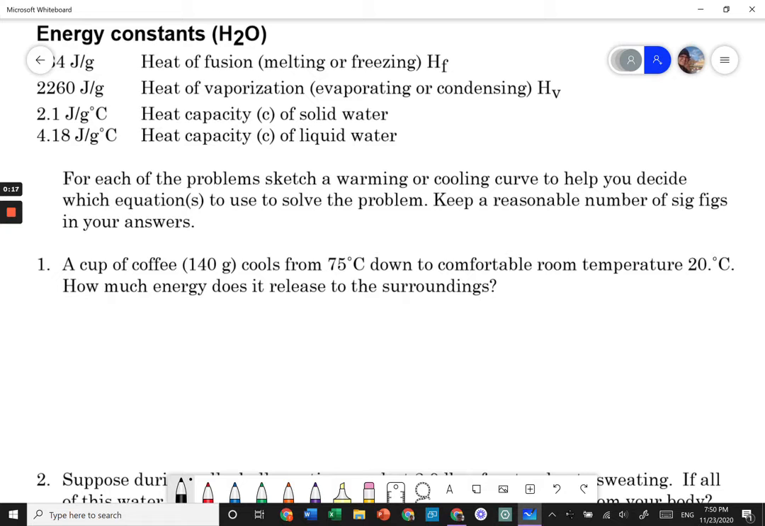A cup of coffee, 140 grams, cools from 75 degrees Celsius down to comfortable room temperature, 20 degrees Celsius. That means that there's going to be two significant figures in that second number. How much energy does it release to the surroundings?